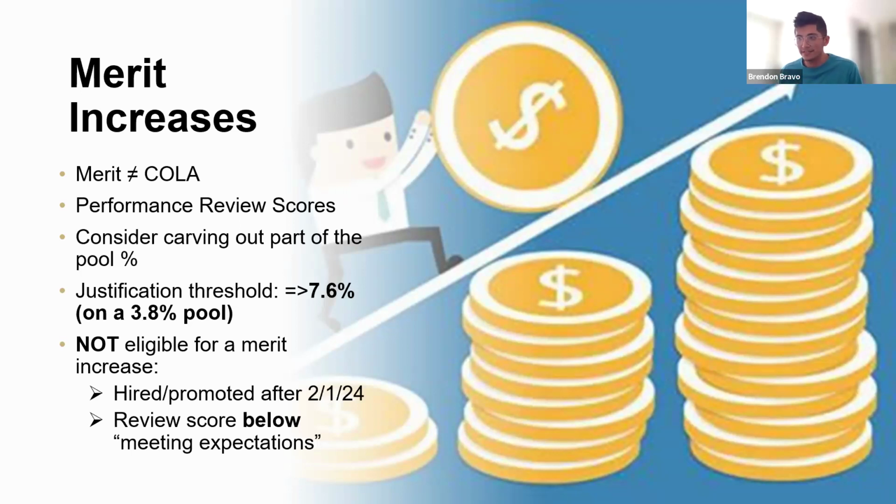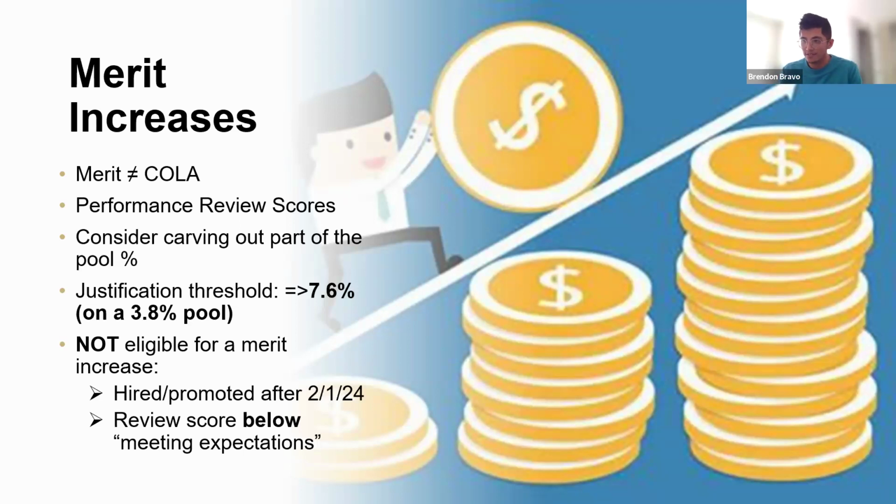Every year there is a justification threshold. Depending on what the pool is, let's say it's 3.8%, SOM Finance will ask for a justification if the increase being rewarded is double that. So this year, if the increase is greater than or equal to 7.6%, then a justification is needed for why you want to offer that high of an increase.